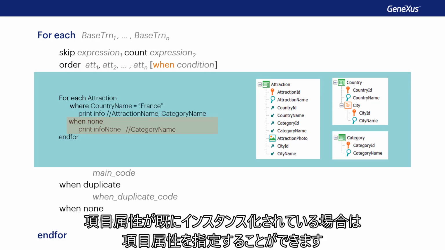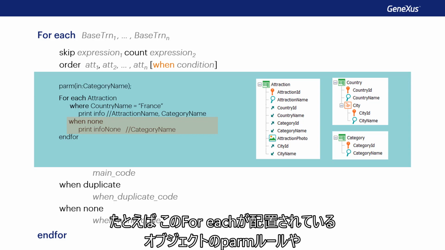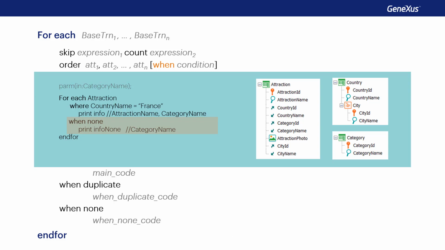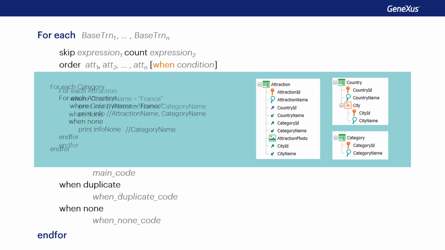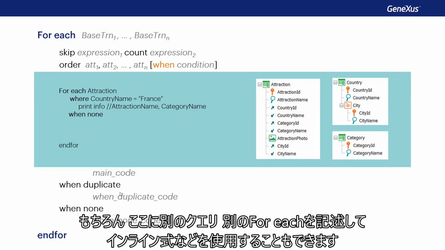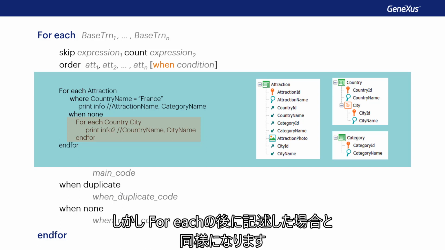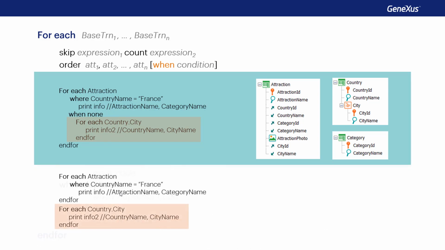It only makes sense to name attributes if they've already been instantiated. For example, in the parm rule of the object where this for each is located, or in another for each in which this one is nested. Of course, here we can write another query, another for each, use an inline formula, and so on. But it's as if they were written after the for each.